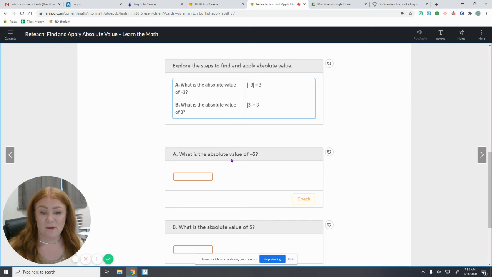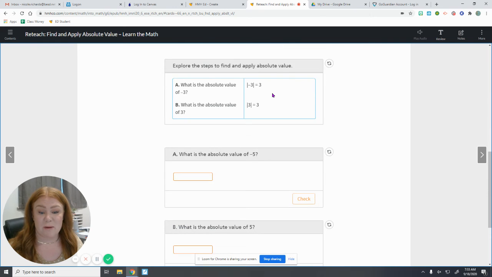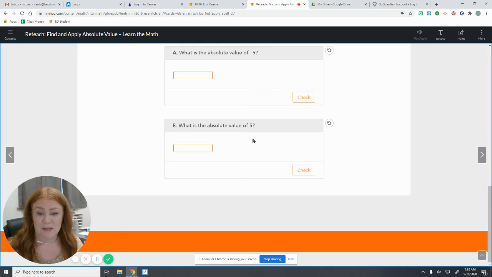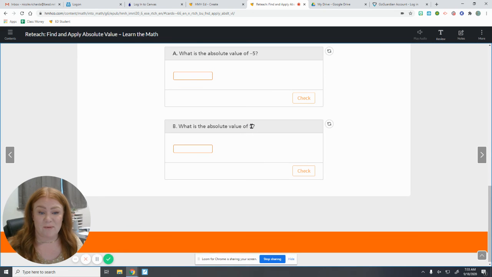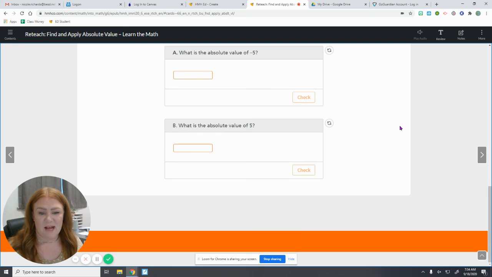So the absolute value of -5, I can come up to my number line and count to zero. 1, 2, 3, 4, 5. So it's going to be 5 units to get to zero. Remember, we always express distance as a positive. So then I'm going to think of the absolute value of 5. So it's not on this number line, but it's right over here. So 5, 4, 3, 2, 1. So 1, 2, 3, 4, 5 units to get to 5 as well.